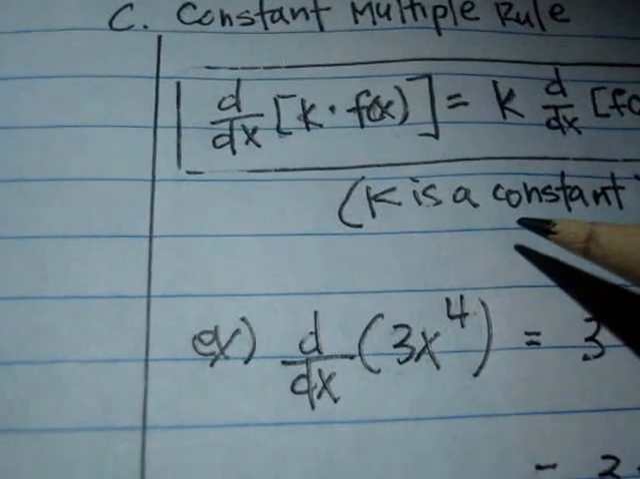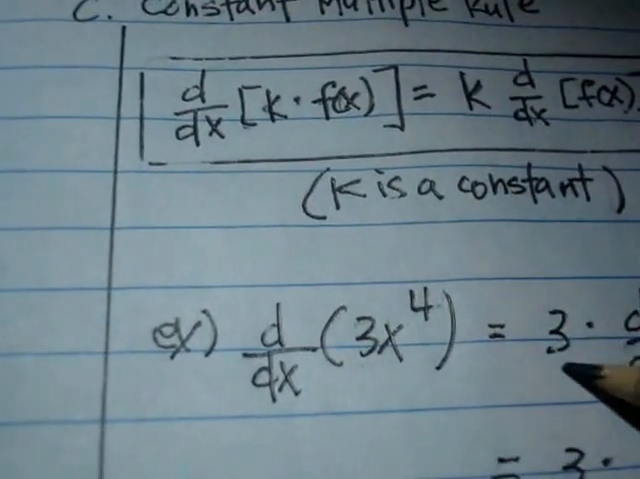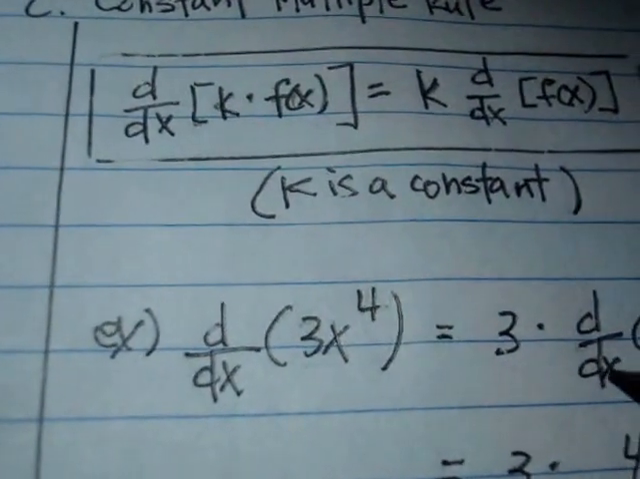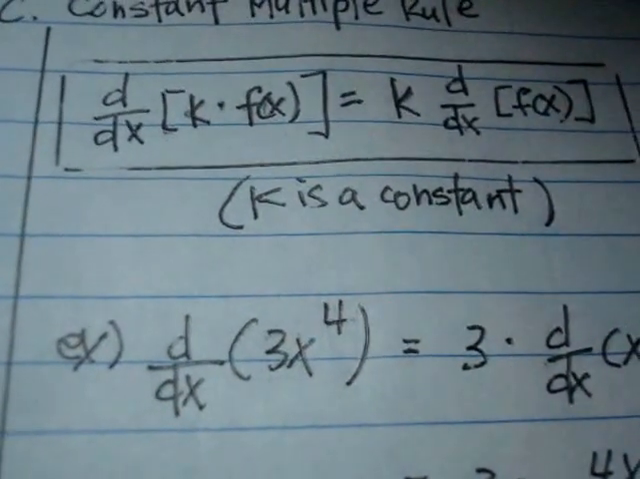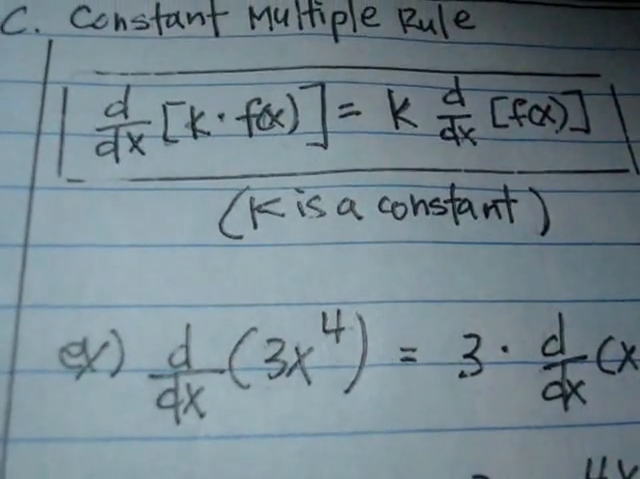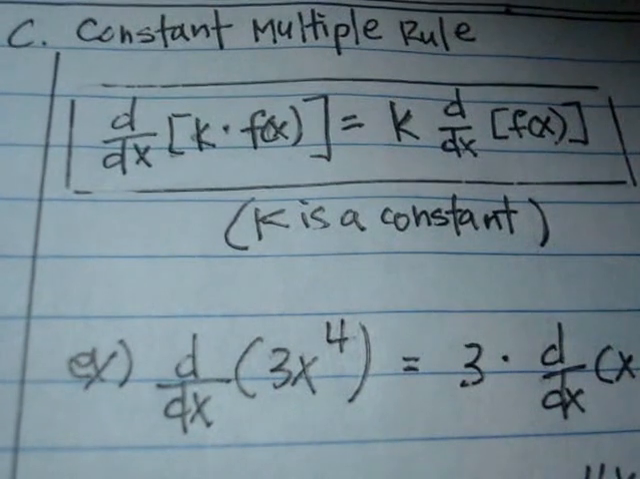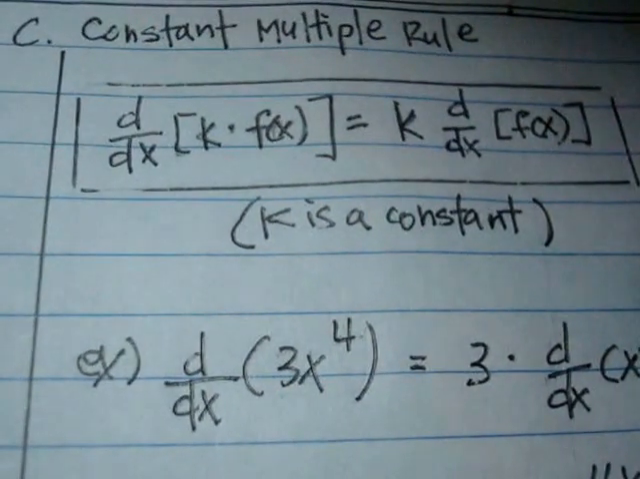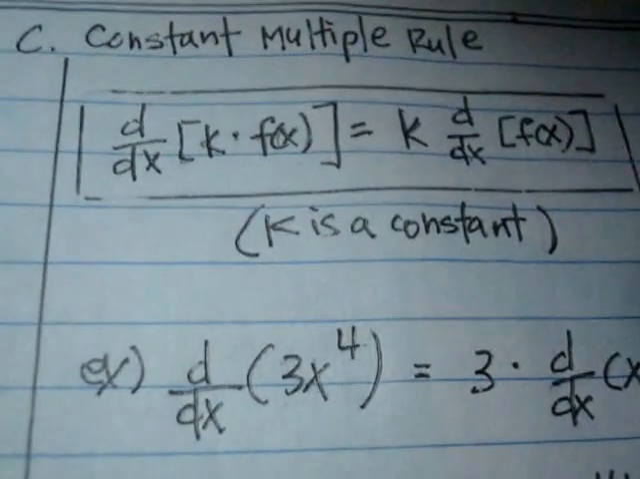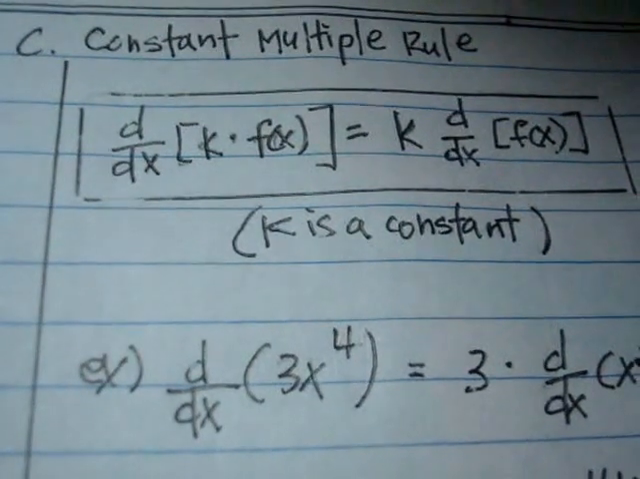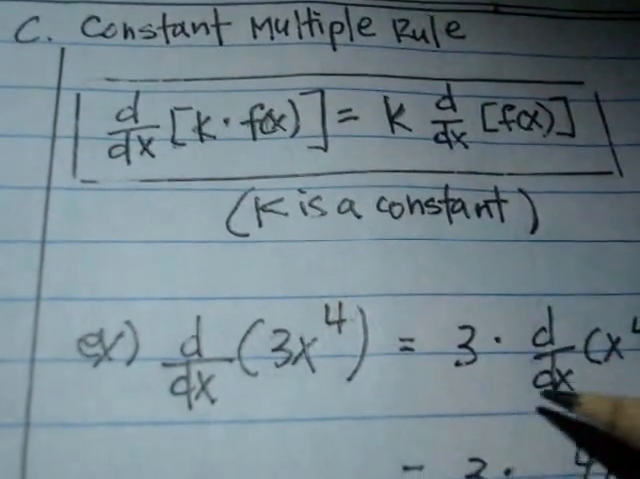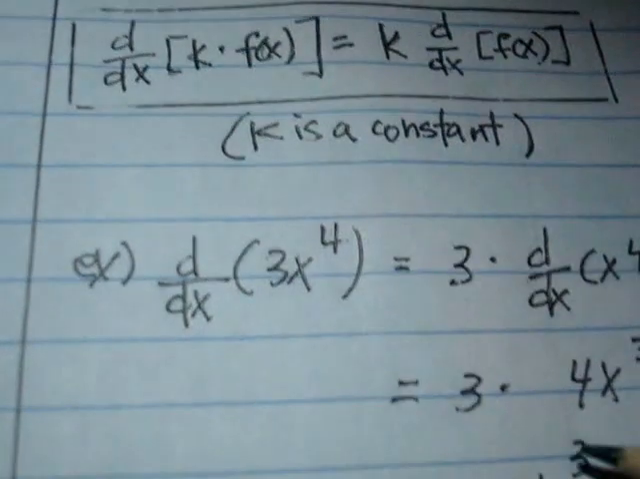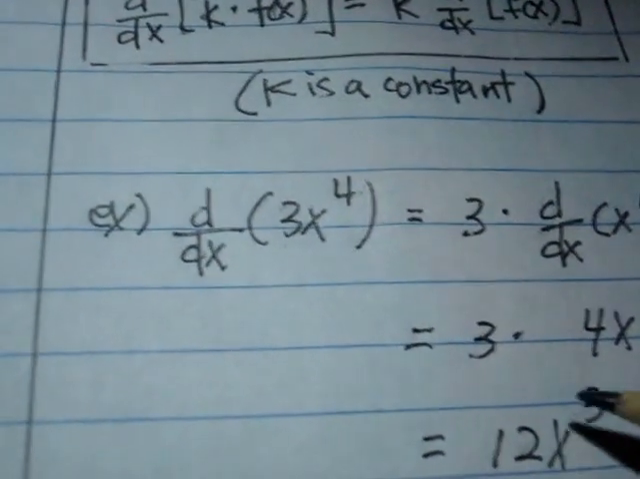To use the constant multiple rule, you take out the 3 and you take the derivative of x raised to the 4th. For x raised to the 4th, you take the derivative of it and you can use the power rule. So when you solve for it, it will be like this.